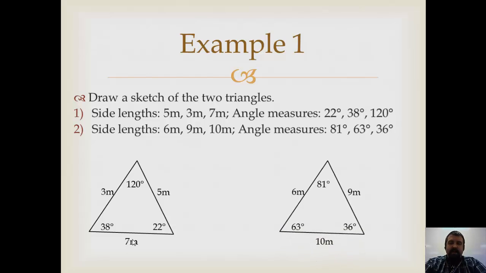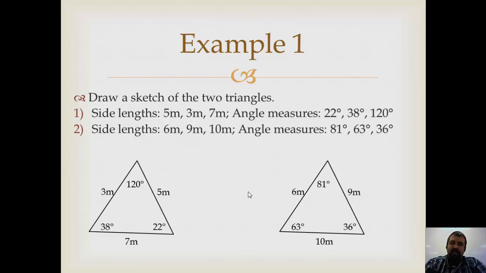Again, if you did this correctly, you should have it. It doesn't matter if you put the 6 on the right side and the 9 on the bottom and the 10 on the left side, as long as your angles and your sides match. 6 has to be across from 36. 9 meters has to be across from 63 degrees, and 10 meters has to be across from 81 degrees. These are possible triangles, and this is because they match up across.